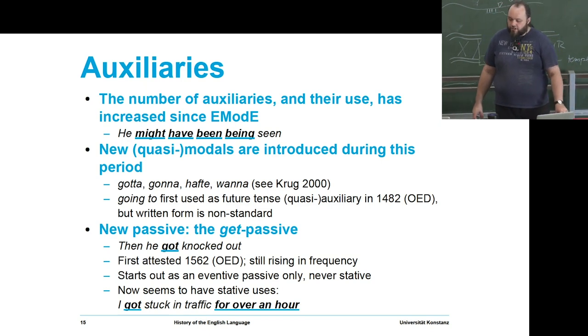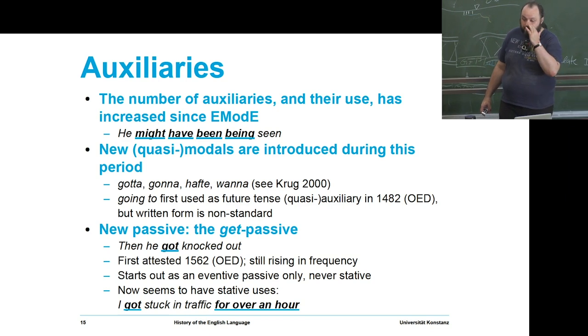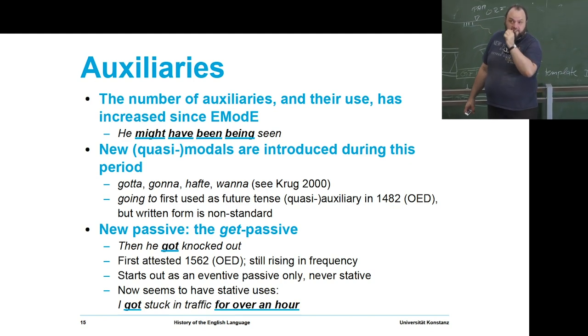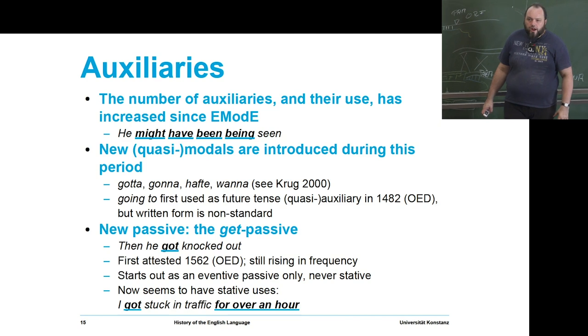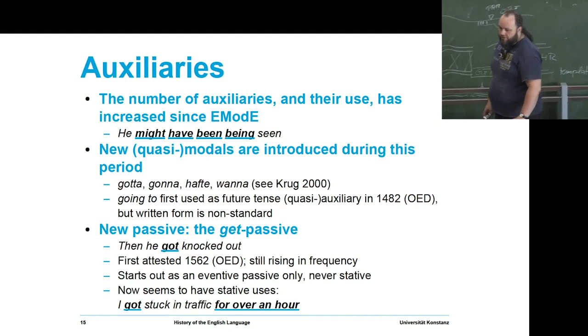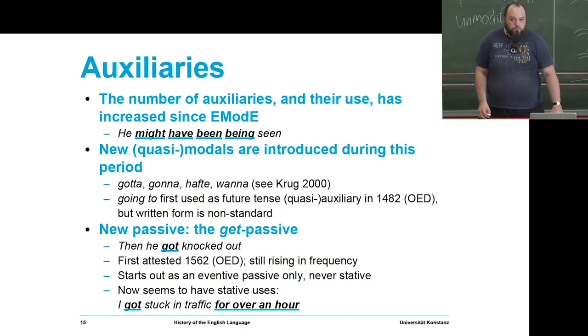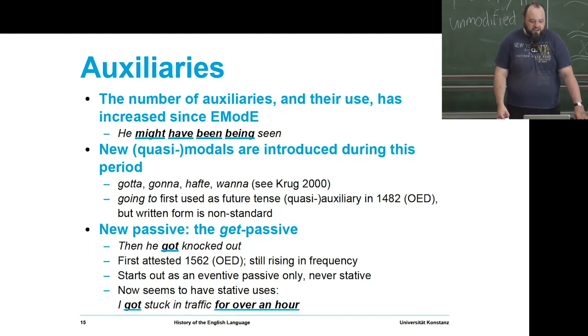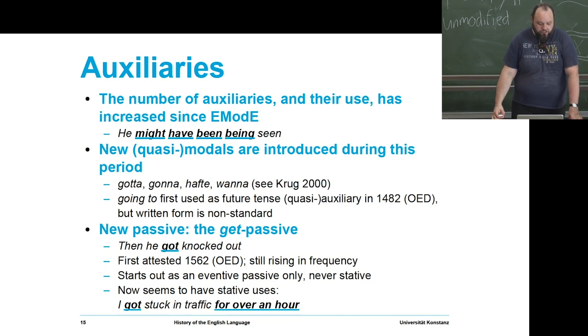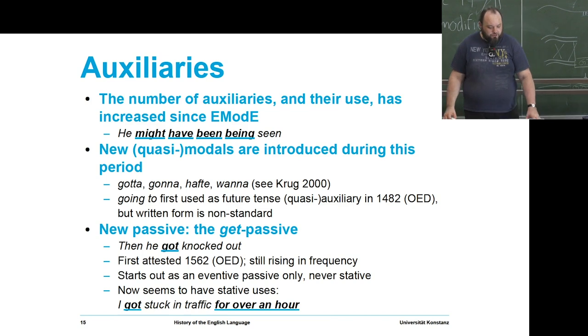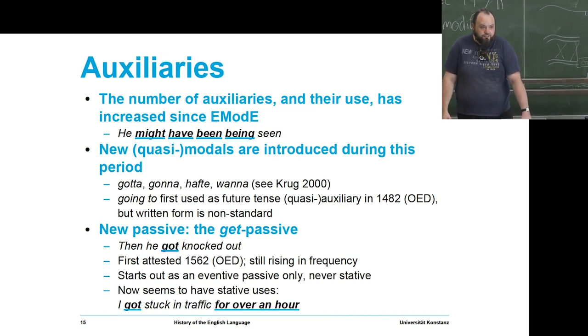Now, going to is first used with a clear future tense meaning as early as 1482. So this is the very end of the Middle English period. And this increases in frequency throughout the modern period. The written form, as I've said, is still non-standard. You also get a new passive at this point, the get passive. So in a sentence like got knocked out, you've got here, this again is first attested at the beginning of the modern period, 1562.